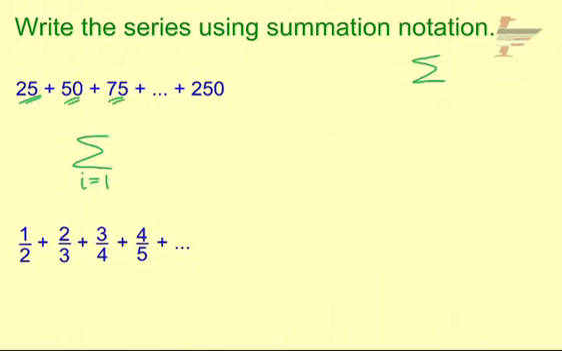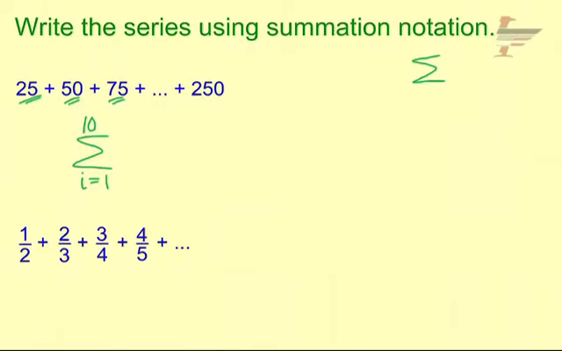So we need to know, how many terms are we going to end up having? And we're going from 25 and stopping at 250 and counting by 25s. We could sit there and count and say, okay, well, 25, 50, 75, 100, 125. And then in the end, you would see that we have 10 terms. So that 10 is going to go up here.